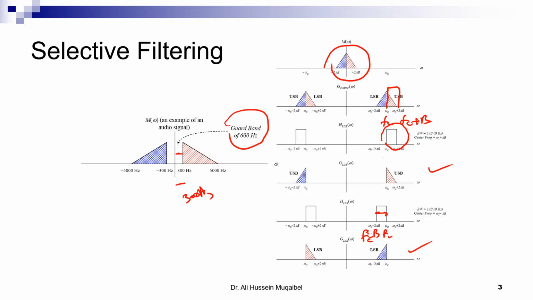Now, if you use double sideband, after you multiply by cosine, the guard band becomes 600 because you have 300 in the positive. Multiplying the double sideband by cosine makes it double, which is 600. So this guard band makes selective filtering possible. Without the guard band, it will be impossible to design a sharp filter which is ideal. So this is the first method.